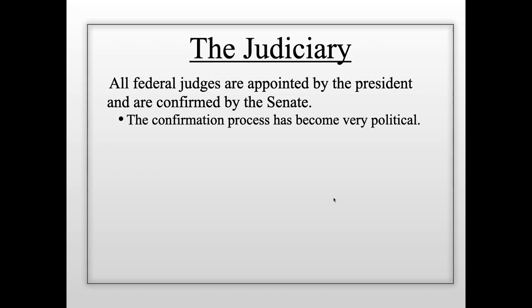Okay, so as I said before, all federal judges are appointed by the president and they are confirmed by the Senate. So the president will say to the Senate, this is a person I've picked to be a district court judge or an appellate court judge or a Supreme Court justice. And then the Senate will get to vote yes or no. If the Senate votes yes, then that person becomes a judge. If the Senate votes no, then that person doesn't become a judge, and then the president can turn around and appoint somebody else for that position.